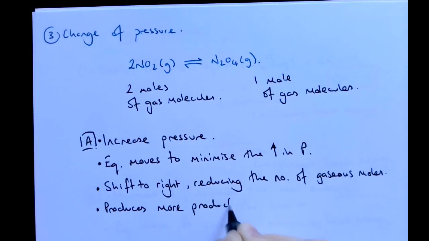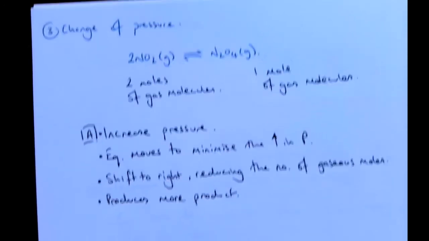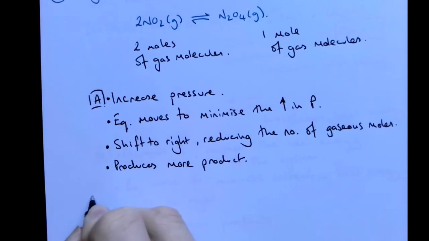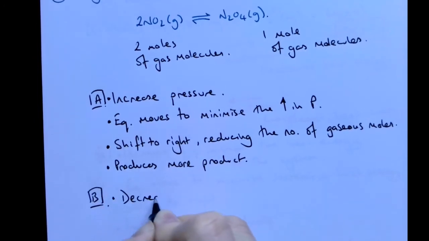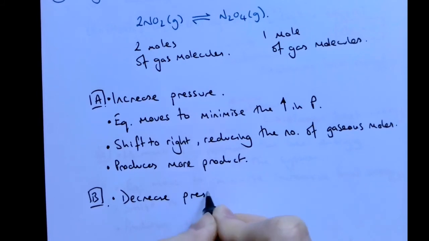I think we've done enough of these, so for B, you can have a go at that one yourself, decrease pressure. So it should be fairly obvious by now what that's going to be. Okay, and so that's all the situations you need to know about.